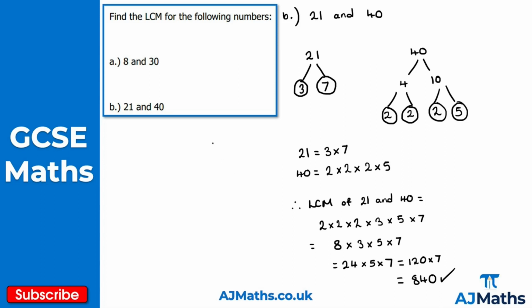But there we have it, so that's the solution to A that we got previously, and then the solution to B there of 840. And there we have it, so that brings the end of this video on finding the lowest common multiple.